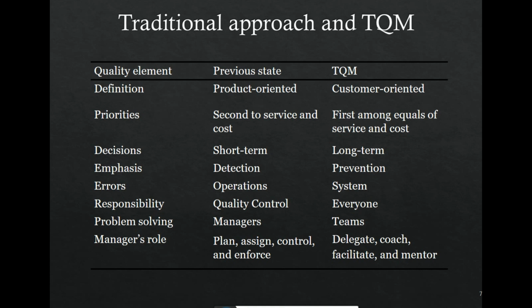Detection is not improvement. Detection is after the event. If you detect some defects or scrap in the product, you have already lost it. But in total quality management the focus is on prevention, on preventive maintenance, so that your process is sure that it would not produce any kind of defects, errors, or operational errors in the system.